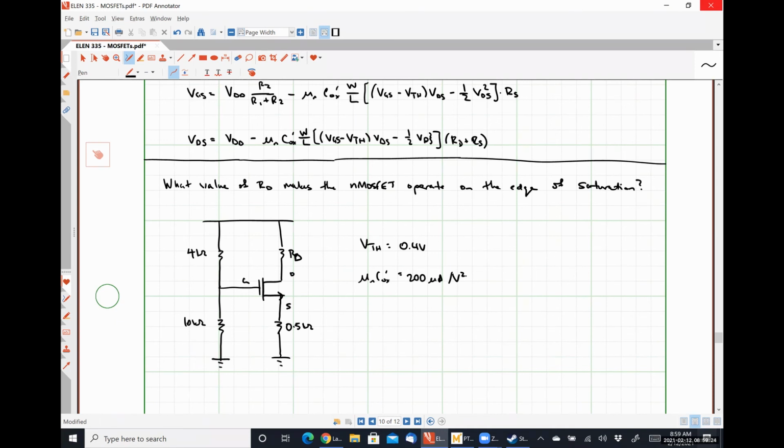So with that in mind, well, I'll let you guys finish copying all this stuff up. And we have a power supply voltage of 1.8 volts.